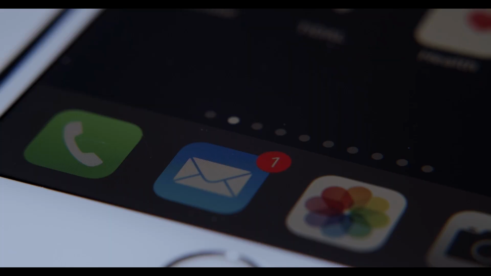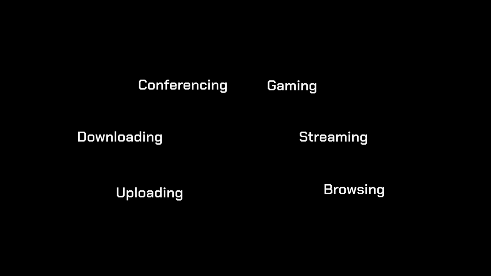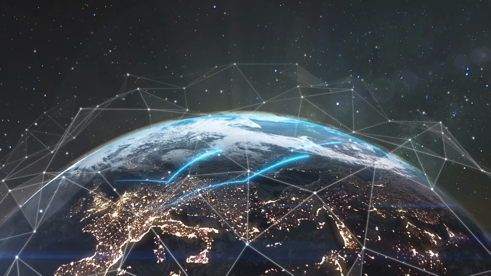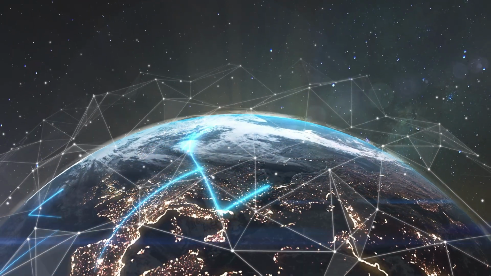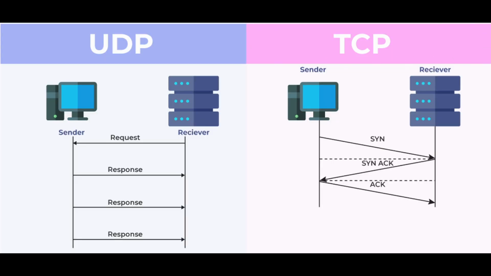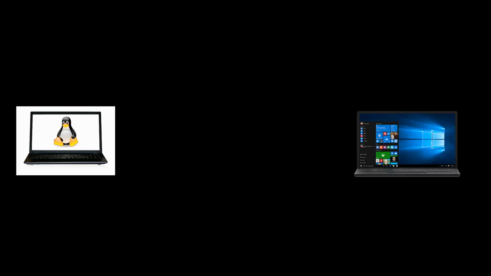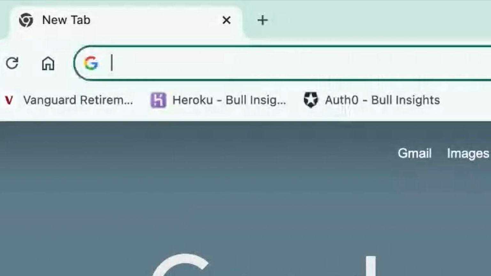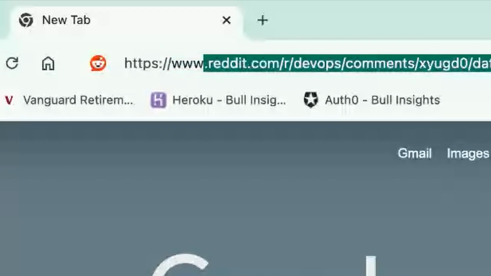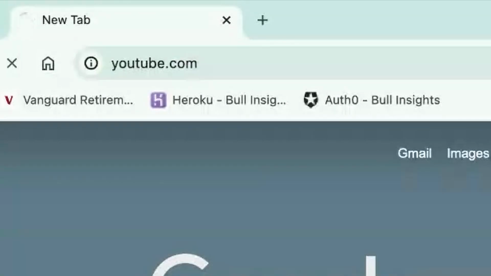Whether you're uploading, downloading, browsing, querying, streaming, emailing, conferencing, or gaming, all of these actions are made possible by a complex network connecting billions of devices called the internet. Now, the internet may be vast, but its foundations rely on two essential protocols to orchestrate the transfer of data across the web. TCP, or the Transmission Control Protocol, plays a critical role in ensuring reliable connections from clients to servers. Let's break down TCP in real time by using Google Chrome to visit YouTube.com.